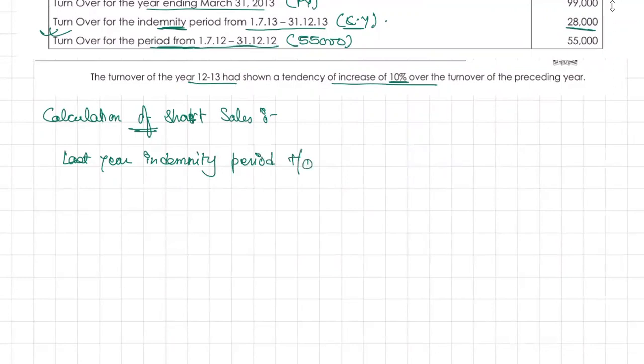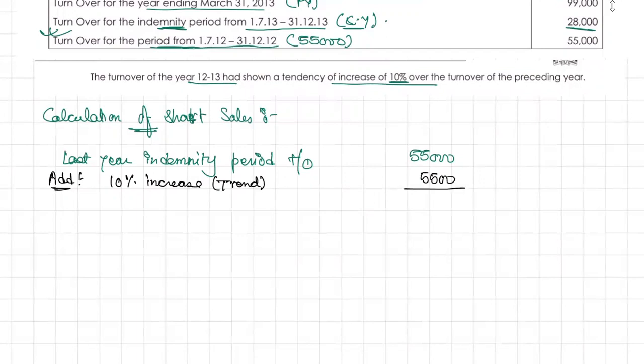In our example, you used to take quarter three, but every time it won't be in quarters. So indemnity period turnover was 55. Okay. Then there is a trend, correct? Add 10% increase, which is trend. So it will be 5,500. So what should have been my, what can I write?